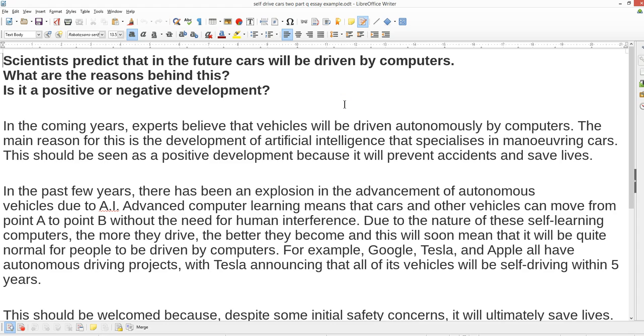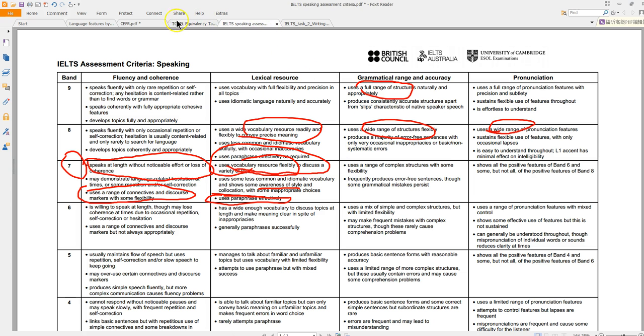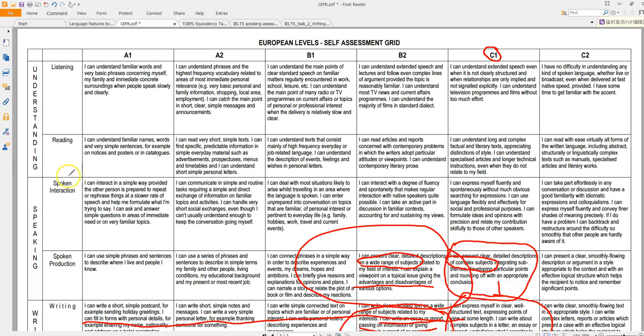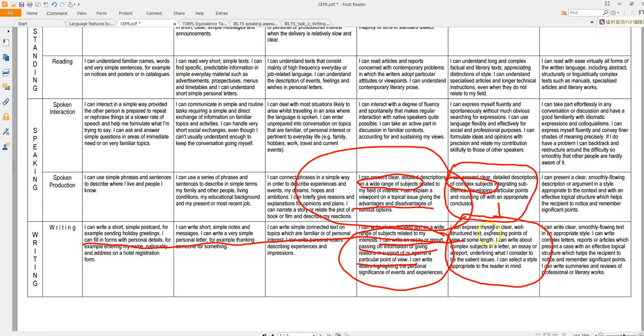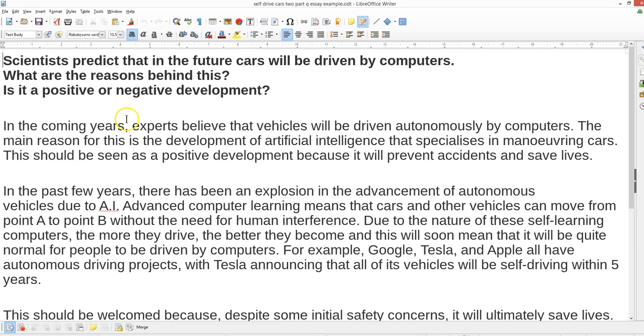So, the criteria was calling for one central idea, a clear position. So it's all about the functions. What does it say for functions again? For writing, where is it? I can express myself in clear, well-structured text, expressing points of view. I can write a detailed text, give information, give reasons. So if we take a look at this essay here: in the coming years, experts believe that vehicles will be driven autonomously by computers. The main reason for this is this should be seen as a positive thing. So you've got a clearly expressed opinion. You've got a good restatement of the topic.